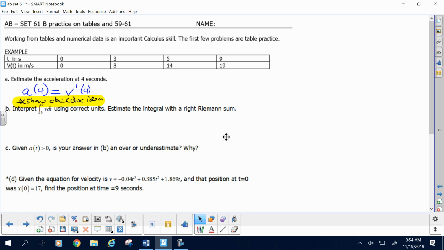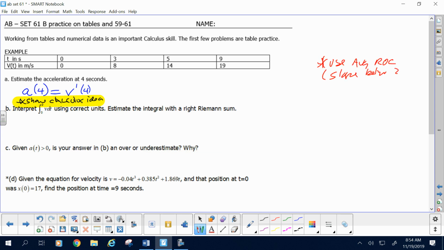But I can say that the average rate of change between 2 points close together is a good estimate of instantaneous rate of change. Or if you like, secant slope approximates tangent slope. Write that down here, please. Use average rate of change, or slope between 2 points, to estimate instantaneous rate of change.